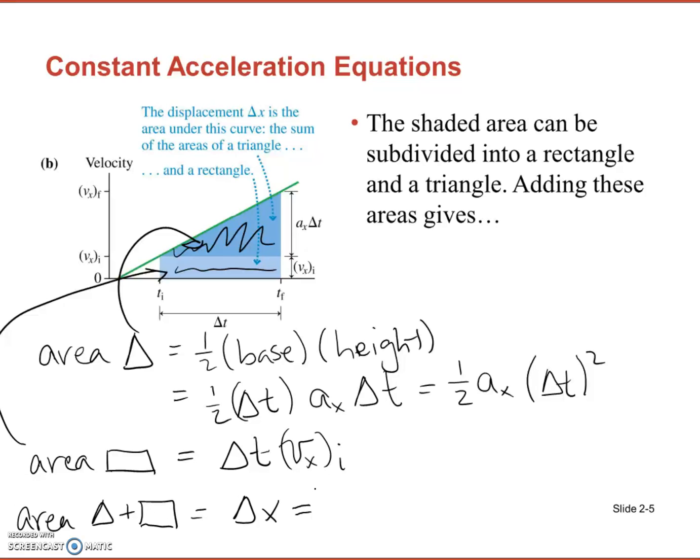We know that. And that's equal to, let's write the rectangle first, so it's v sub x initial delta t. I just rearranged things a little bit, plus one half a sub x delta t squared. Now the last thing I'm going to do is, instead of writing delta x here, I'm going to write this as x final minus x initial.